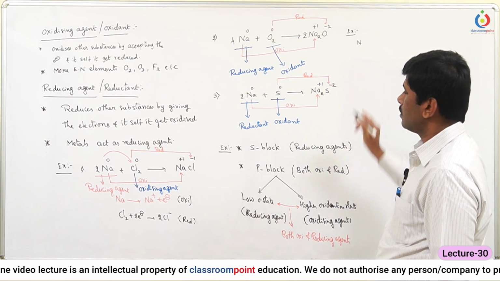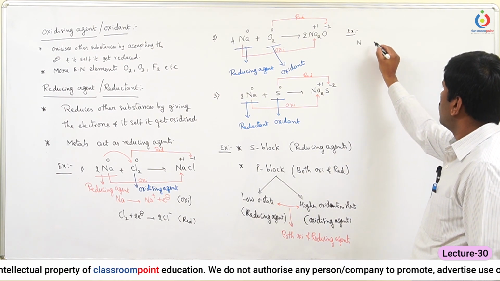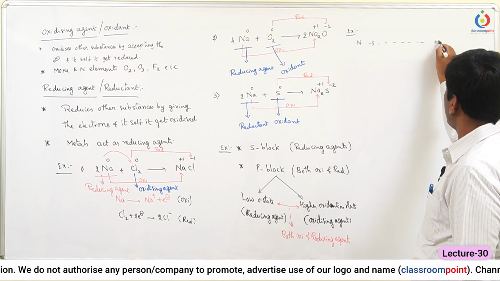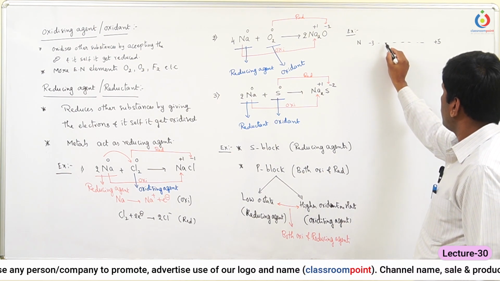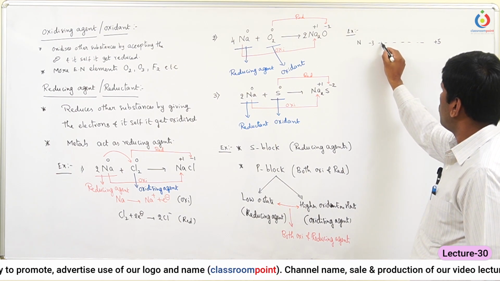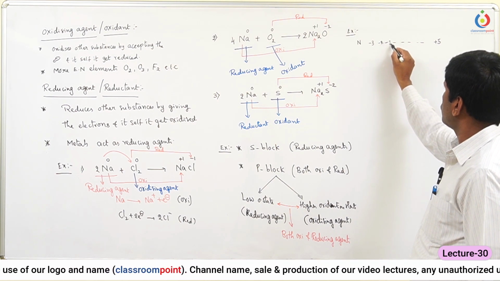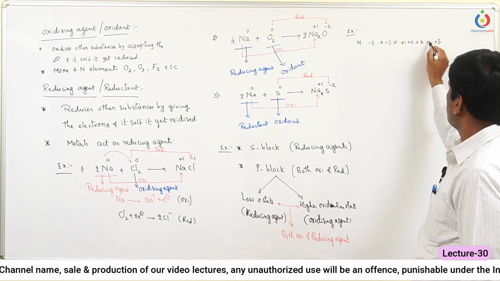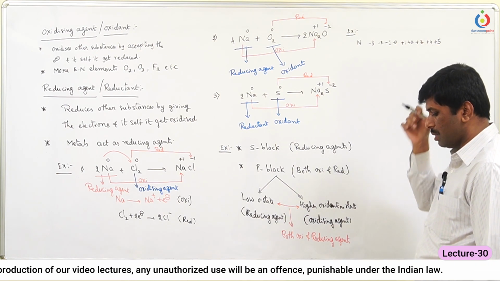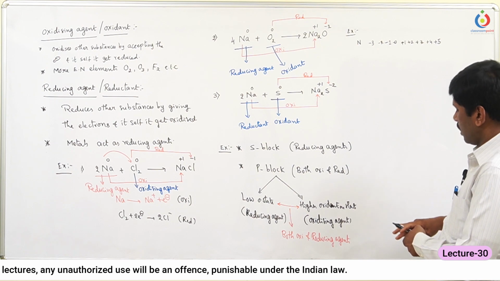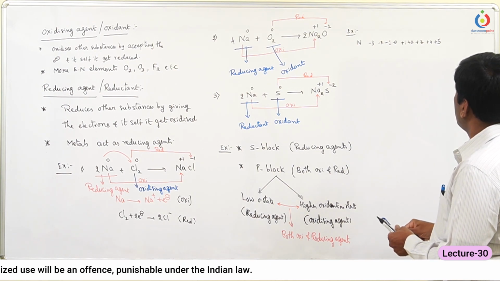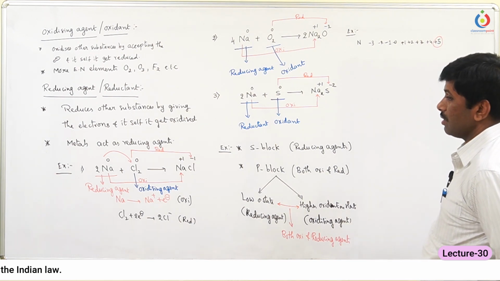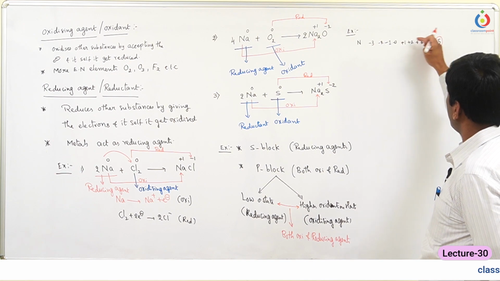Imagine nitrogen. Nitrogen exhibits the oxidation states from -3 to +5, and in between many other oxidation states are possible. -2 is possible, -1 possible, 0 possible, +1, +2, +3, +4. All these oxidation states are possible. So in this case, the highest oxidation state +5 has no other chance to get oxidized. It has only one chance to get reduced.